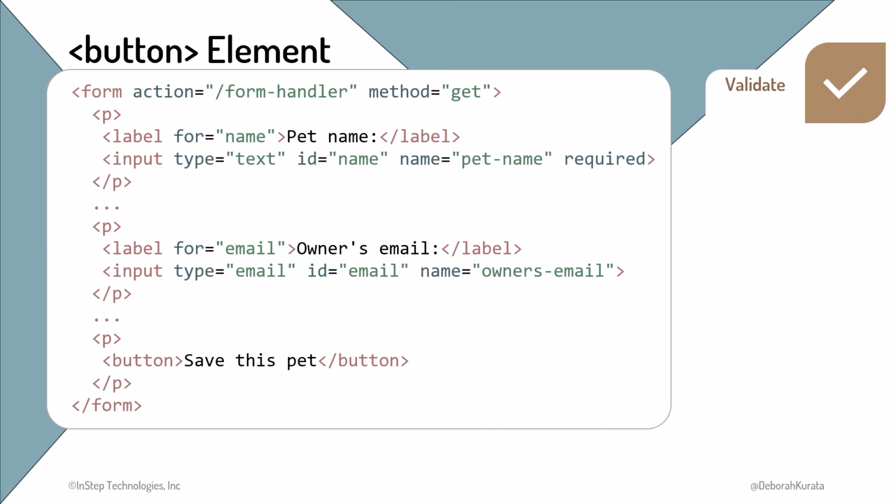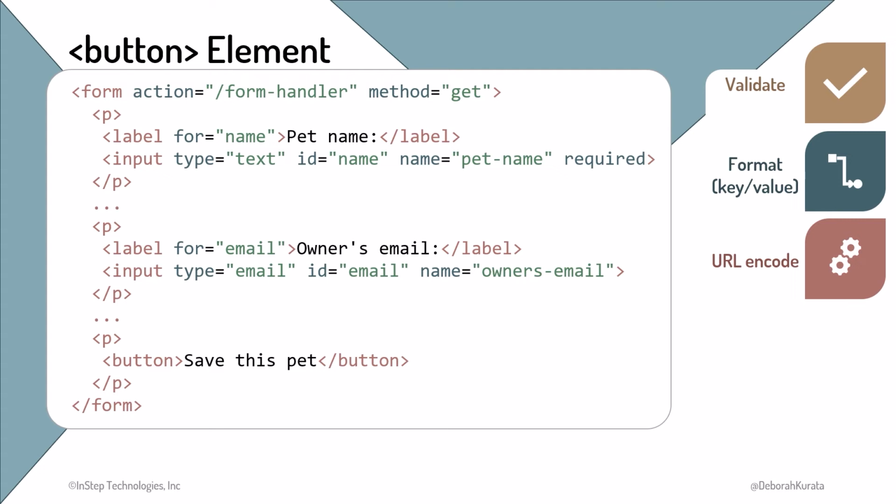If the form is invalid, it won't submit to the server. If the form is valid, the user-entered data is collected and formatted as defined by the method attribute. The data is grouped into name and value pairs using the name attribute and the user-entered or selected value. The result is URL encoded.